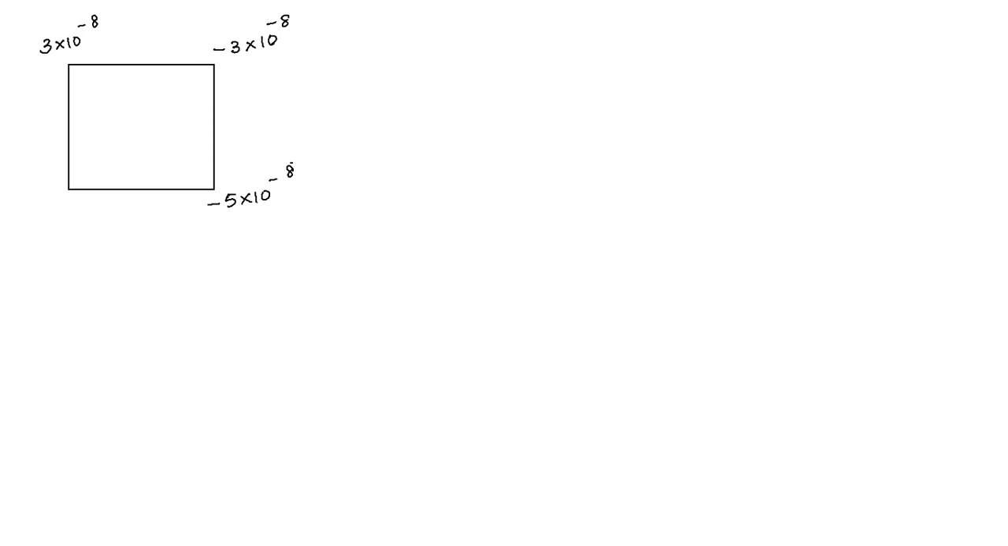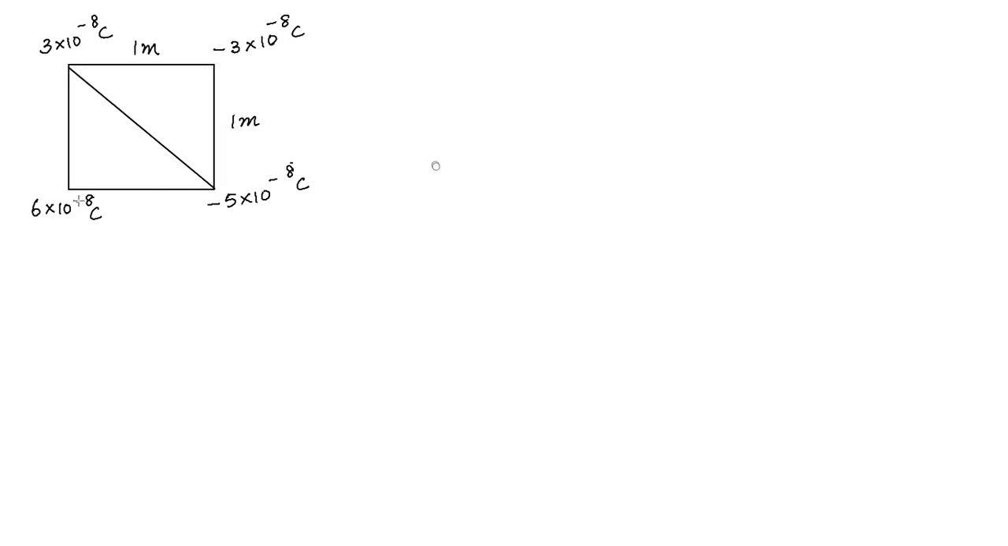So let us consider a square. And at the end of each vertex, let's see what are the charges that they are placing. They are placing here 3 into 10 power minus 8, and then minus 3 into 10 power minus 8, and then a minus 5 into 10 power minus 8, and 6 into 10 power minus 8 coulomb. These are the charges placed at the vertices of a square, and the square's side is 1 meter. Is that clear? Find the potential at the point of intersection of its diagonals.